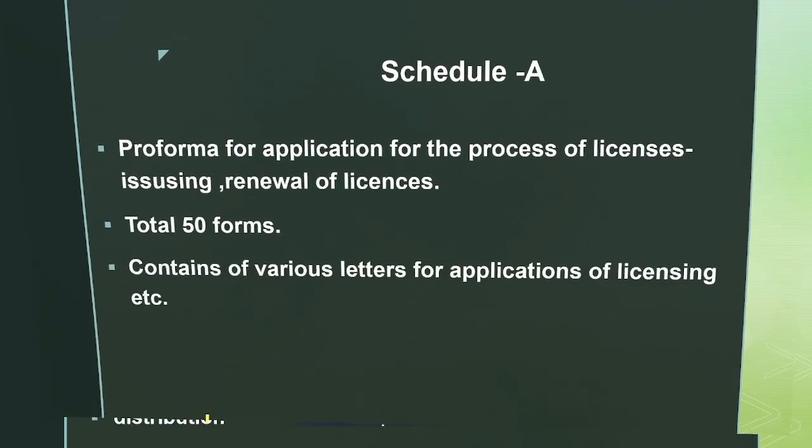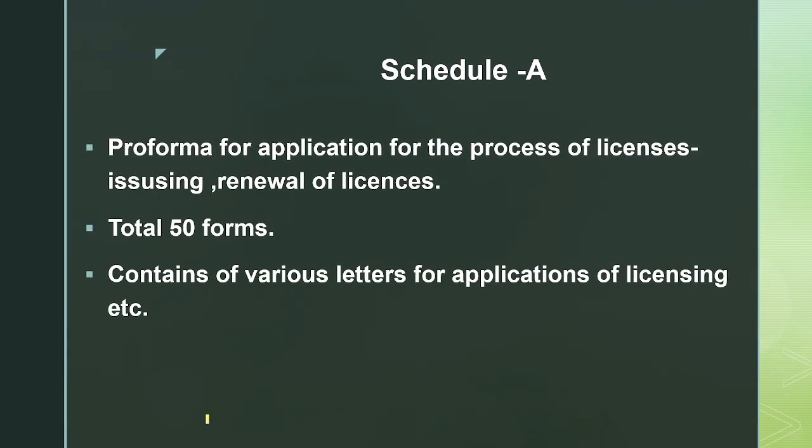This is about the Schedule 1 and Schedule 2 categories. Okay, and next, what is Schedule A? Schedule A is a pro forma for the application for issuing or renewal of licenses. Schedule A mostly deals with the application and the process of licensing. How is the process involved for applying for a license for any drugstore or anything.